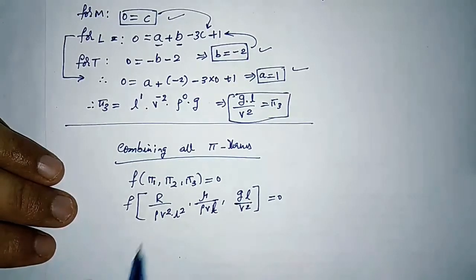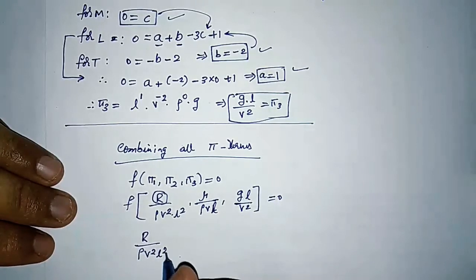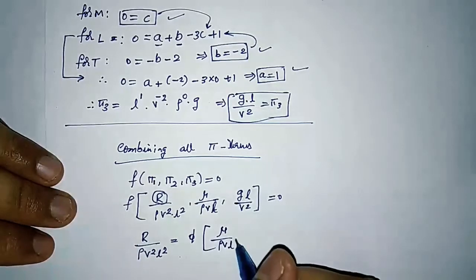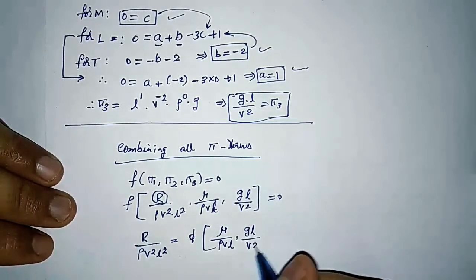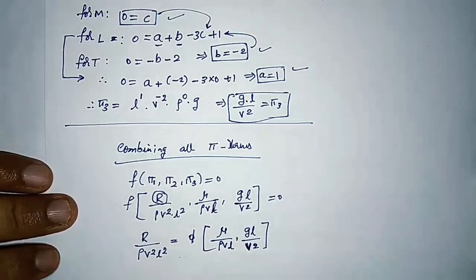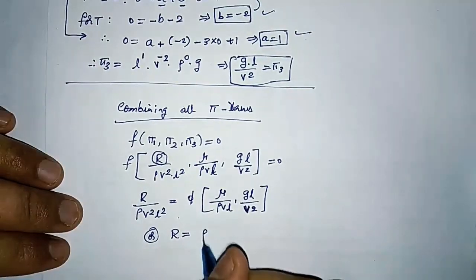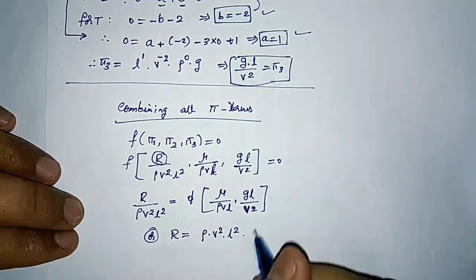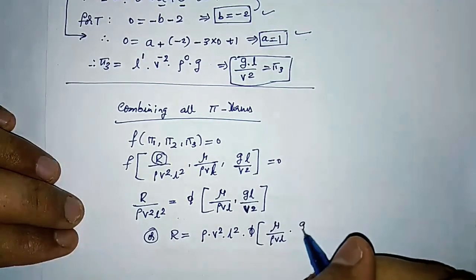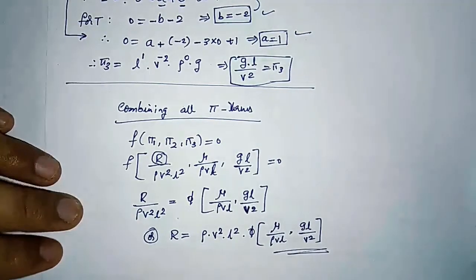Now we need expression for R. So we'll keep the first pi term on the left side and we'll move all the remaining terms to the right with another function phi. Since we need expression for R only, so we'll take denominator terms rho V square L square to the right side. So final equation is R is equal to rho V square L square phi of mu by rho VL, GL by V square. This is the final solution.